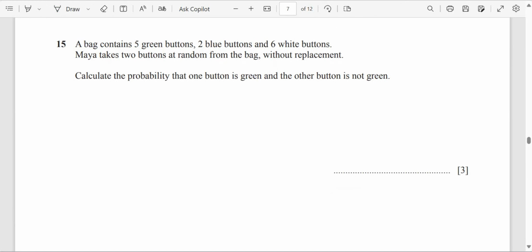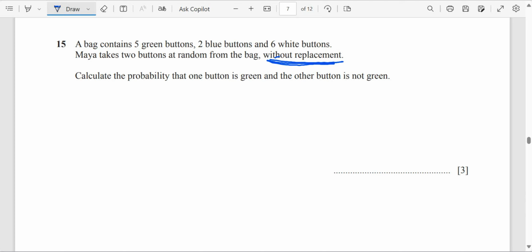Question 15. A bag contains 5 green buttons, 2 blue buttons, and 6 white buttons. Maya takes 2 buttons at random from the bag without replacement. Always take notes and pay attention to the instructions and the requirement of the question. Calculate the probability that one button is green and the other button is not green.